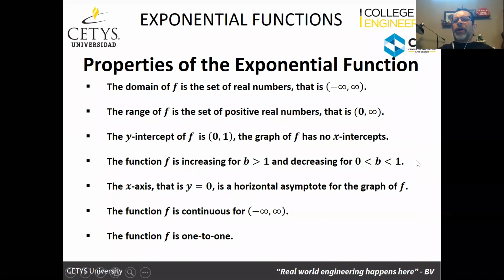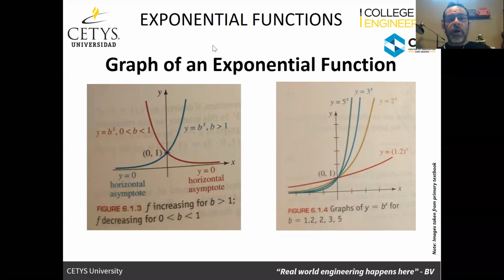Now, some properties of the exponential function, just kind of summarizing. The domain is going to be from minus infinity to infinity. The range is going to be from 0 to infinity. The y-intercept is at (0, 1), and it has no x-intercepts. And we notice this again: the y-intercept is going to be here at (0, 1), and it has no x-intercepts because the x-axis is an asymptote. It's always going to be close to the x-axis, but it's never going to cross.